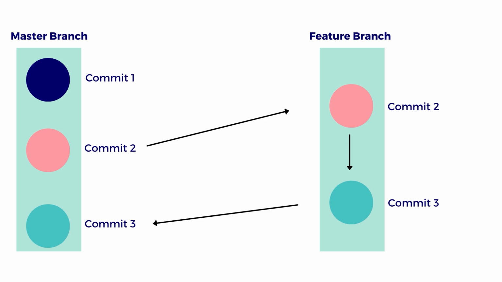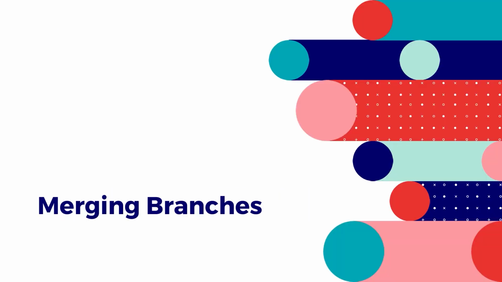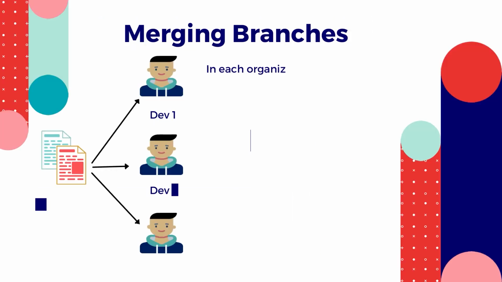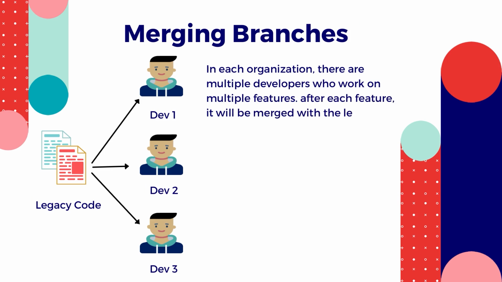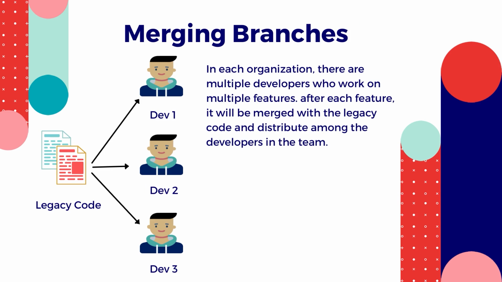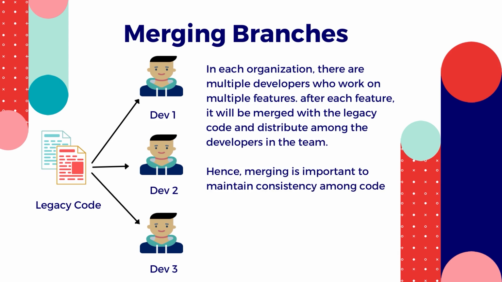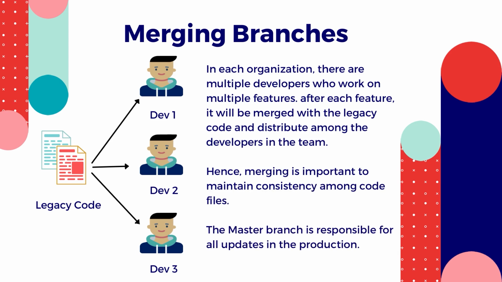We have discussed Git branching with an example where the code is given to the developer for work. Now we will see how to merge the updated changes to the master branch. So let's start with merging branches. In each organization, there are multiple developers who work on multiple features. After each feature, it will be merged with the legacy code and distributed among the developers in the team. Hence, merging is important to maintain consistency among code files. The master branch is responsible for all updates in production. Now we have an idea of why we need merging.